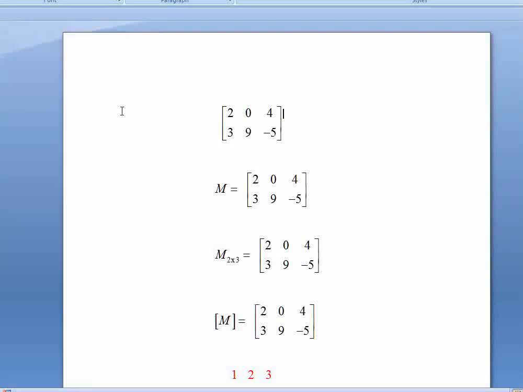Now we're going to take a look at matrices. Now you've done matrices in the 9th grade. You did them again in the 10th grade with Mr. Thompson, so you're familiar with them.